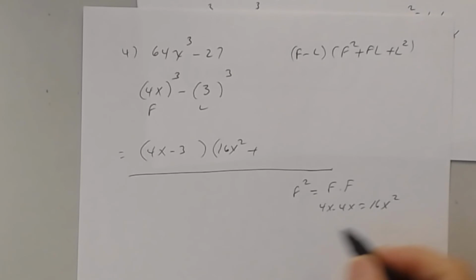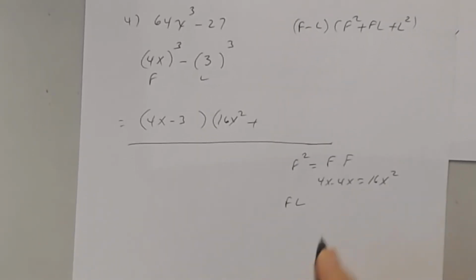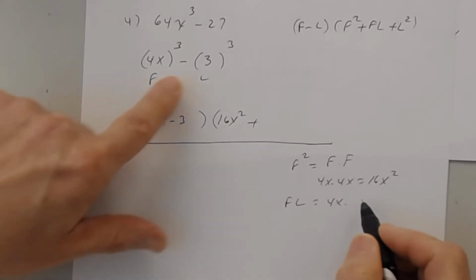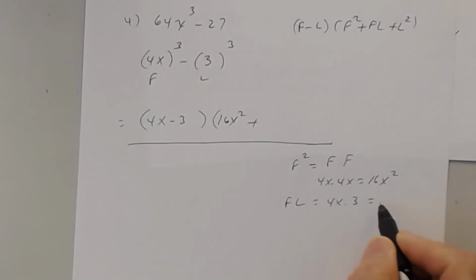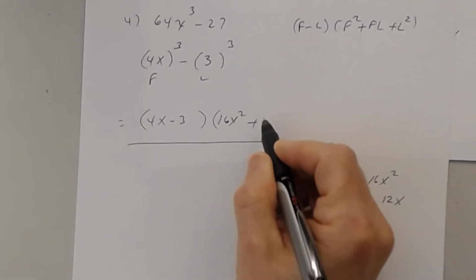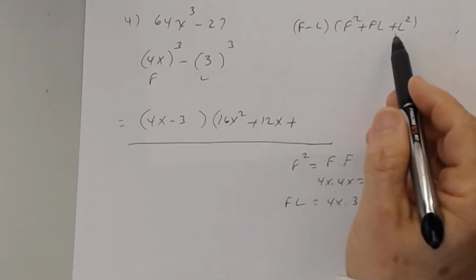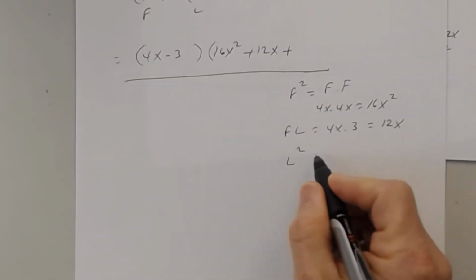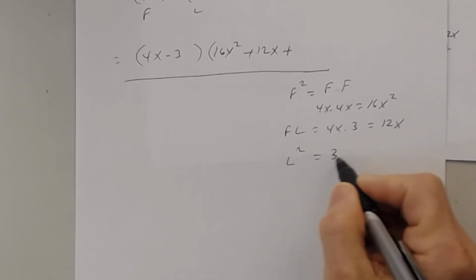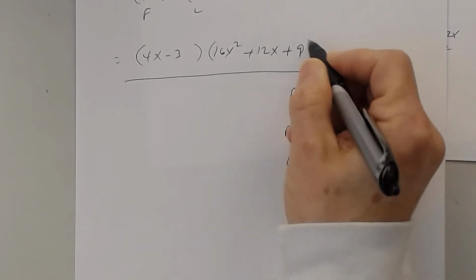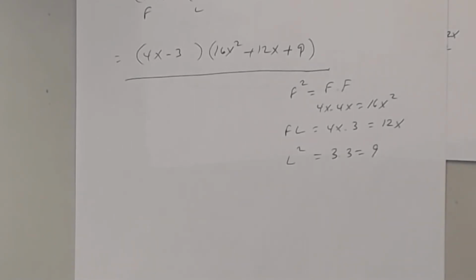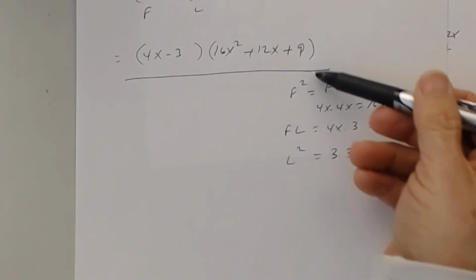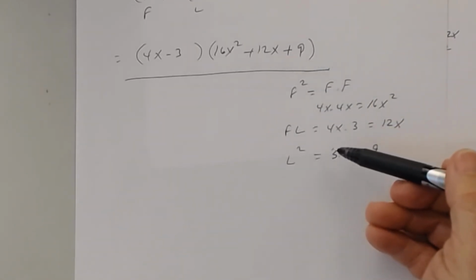Plus, and then I take f and multiply by L. What's f in this case? 4x. What's L in this case? 3. What do I get when I multiply that out? 12x. Plus, and then I take L and square it. What's L? 3. So 3 times 3 is 9. And that's all you do. There's your answer. It helps if you write it like this for some of you. Some of you can do it in your head, and some of you may need to write it out.